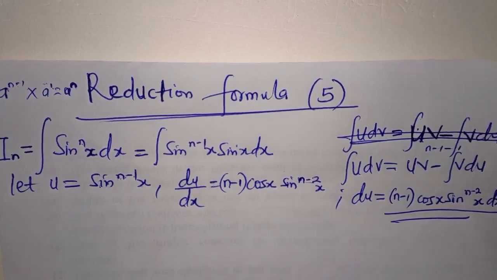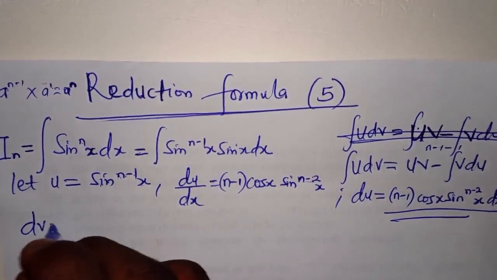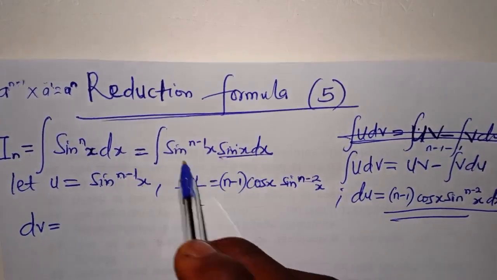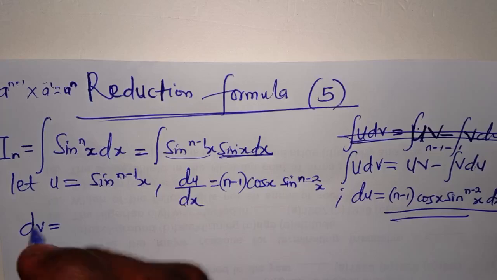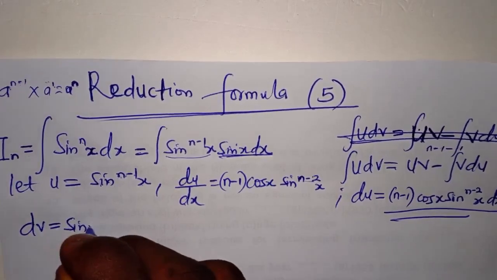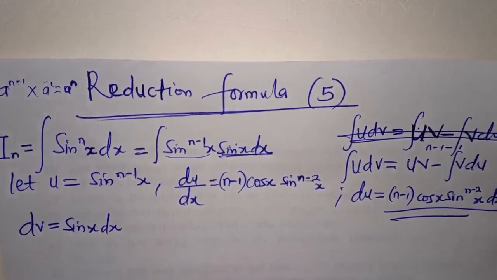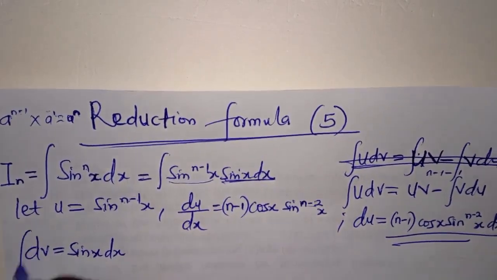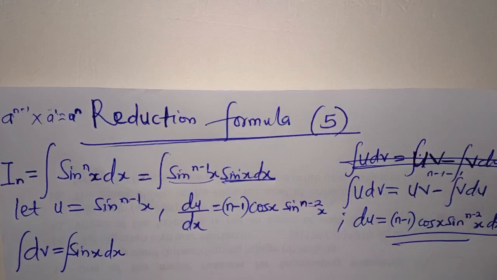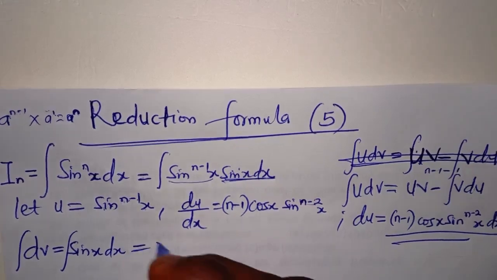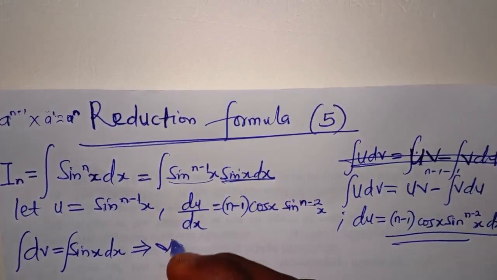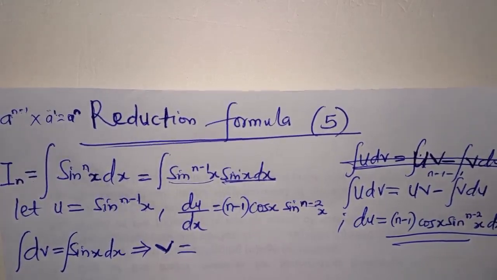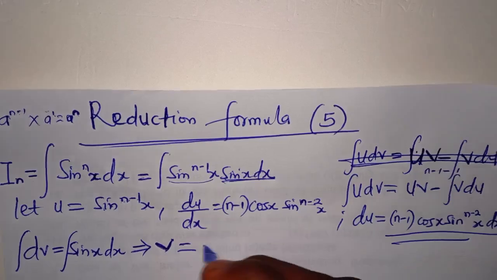Then I have chosen u. Let me now choose dv. We chose this one as u, so this one will be dv, which is sine x dx. And to get v, we integrate both sides. The integral of dv is equal to v, and the integral of the sine function will give me the negative cosine.